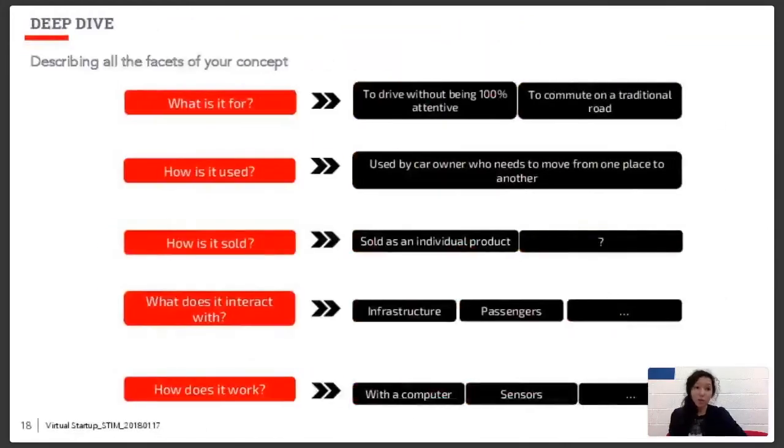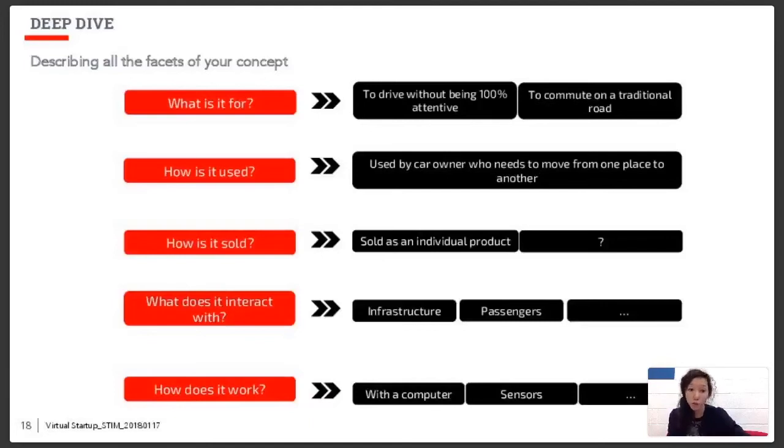How does it work? We will take all the facets of your concept and see what elements there are to work on. First of all, what is it for? How is it used? How is it sold? What does it interact with? And how does it work? You saw before that we identified together different elements of uncertainty. So we're going to use them to see what we know already.